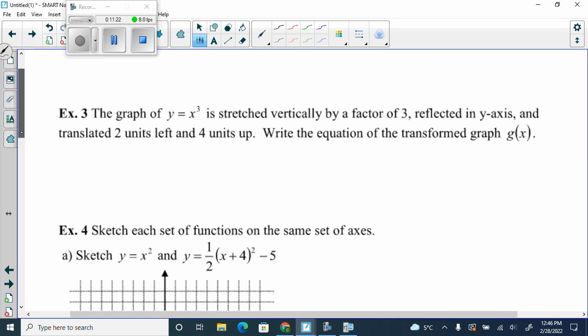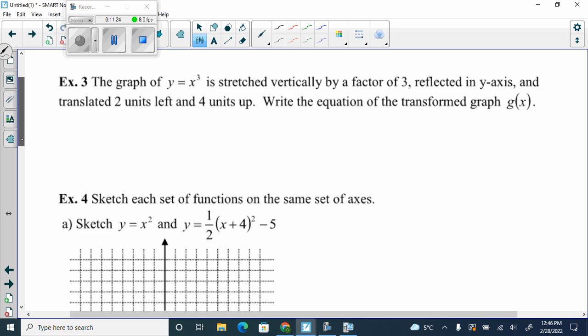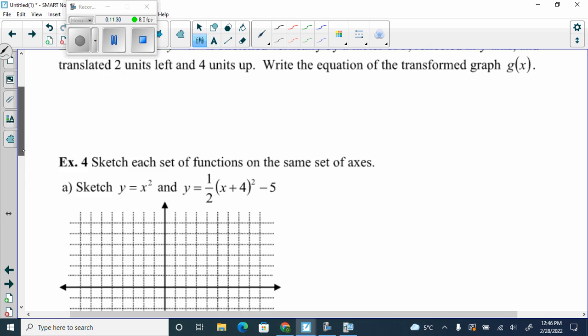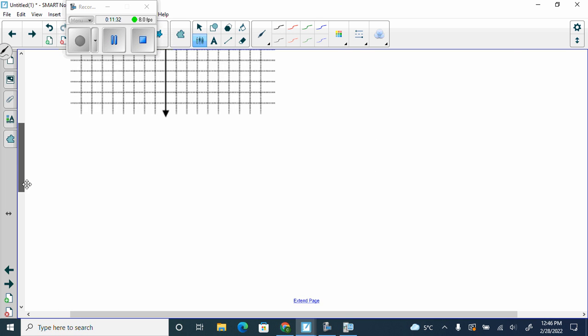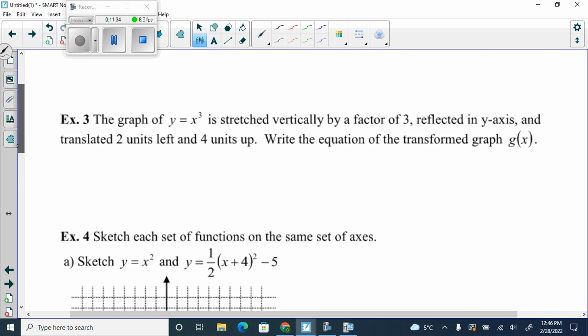Okay, this one is actually words that you have to put into the equation. So I want you to do that, write the new equation that would be transformed. And then this one I just want you to state the transformations that happen. You don't need to sketch anything. I just want you to go from here to here and say what transformations happen. So example 3 and 4. Well, let's try this one.